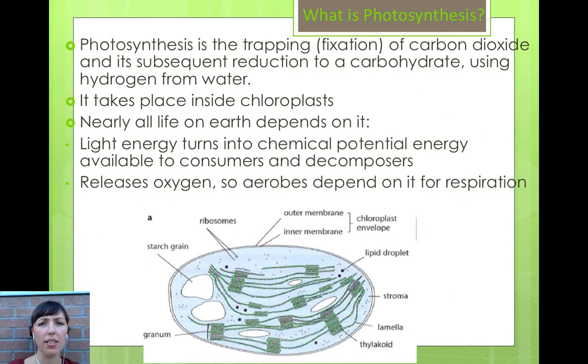So photosynthesis is the trapping or the fixation of carbon dioxide and its subsequent reduction to a carbohydrate. And that's using hydrogen that's been separated from water. And it takes place inside chloroplasts. Okay, nearly all life on Earth depends on it. Light energy turns into chemical potential energy, which becomes available to consumers as well as decomposers. And in the process, this releases oxygen so that aerobes like us can depend on it for respiration.